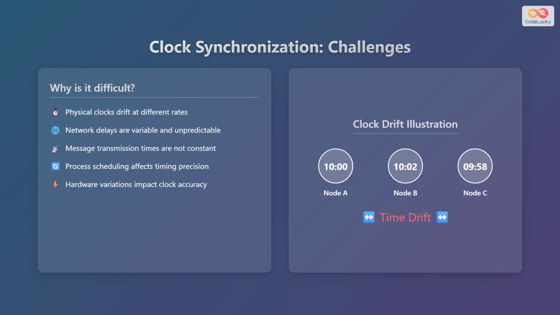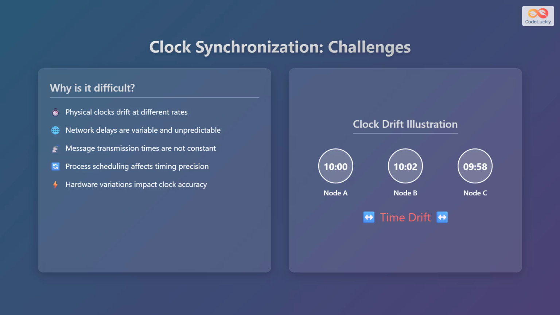Let's dive into clock synchronization and the challenges it presents. In a distributed system, each node has its own clock. However, these physical clocks often drift at different rates due to various factors. Network delays are variable and unpredictable, making it difficult to accurately synchronize clocks across different nodes. Message transmission times are not constant, adding to the complexity. Process scheduling affects timing precision, and hardware variations can impact clock accuracy.